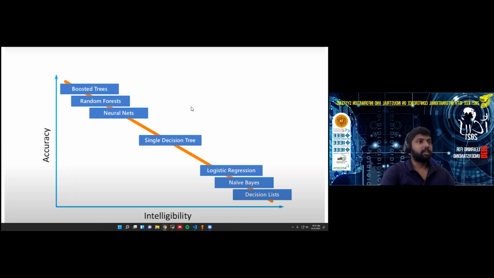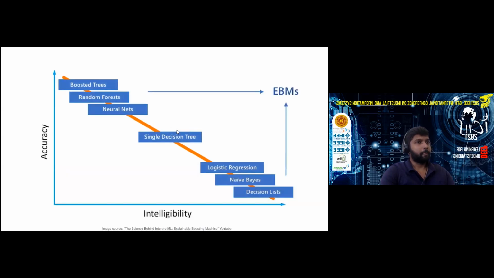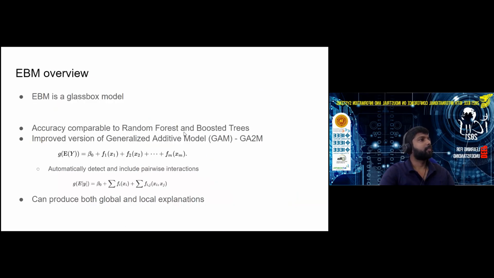But a research team from Microsoft, including Rich Caruana, has made a method called EBM, or explainable boosting machine. It's claimed to have both accuracy and intelligibility. EBM is a glass box model, so its explanations are specific to the model, and it's inherently explainable. They claim the accuracy is the same as state of the art methods like random forest and boosted trees, which are both black box models. It's an improved version of the generalized additive model.